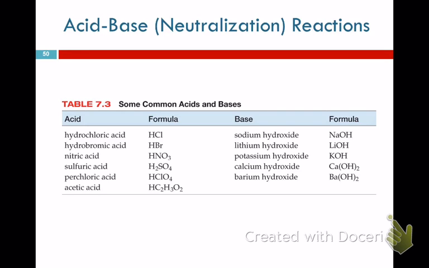Okay, so here are some common acids and bases just so you can see them. HCl, HBr, hydrochloric, hydrobromic. You learned how to name those, by the way. Nitric acid, sulfuric acid. And then these are the strong bases, and these are named like you would name any ionic compound. This is calcium hydroxide, Ca(OH)2.